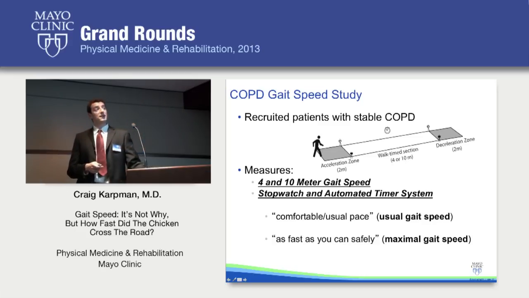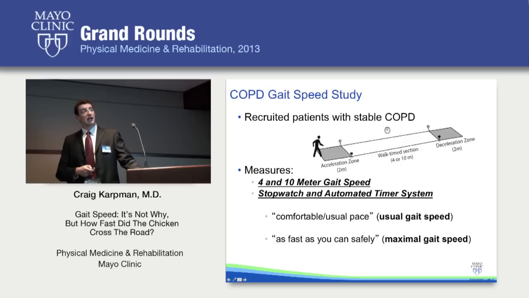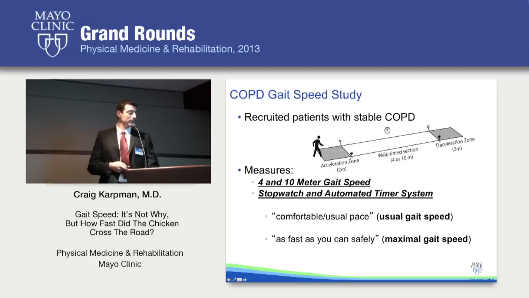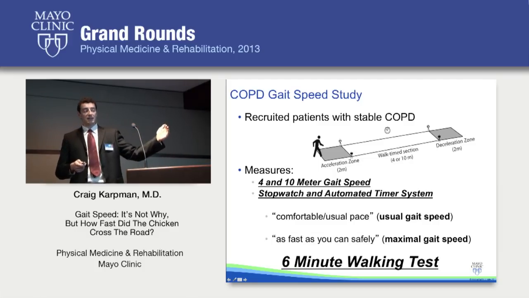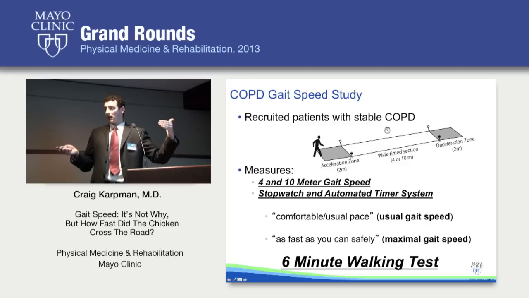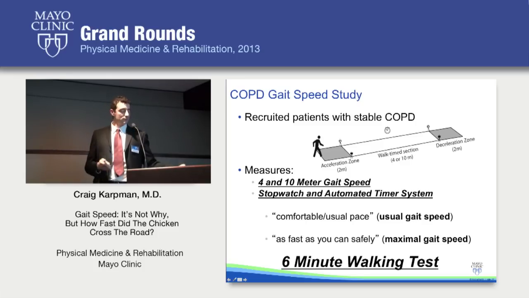And so this is just to give you an idea of what the setup looks like. Basically the patient starts here, there's a cone right here, and they're given these instructions, and they start walking, and once they cross this path, the automated timer starts or the handheld stopwatch is started, and then once they cross this line, the automated timer stops, and the stopwatch is stopped, and again they have a deceleration zone. And again, we measured this distance both at 4 meters and at 10 meters. And then obviously we also then, on the same day, measured a 6-minute walking test on all of our patients to see the link between the two measures.